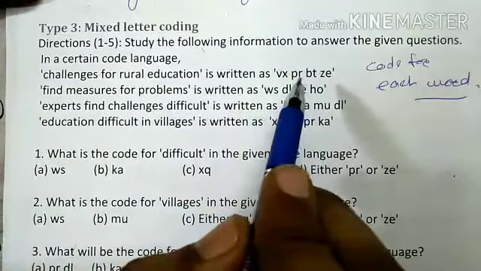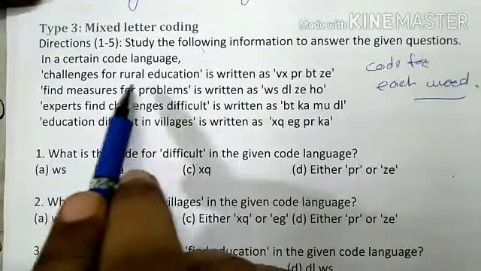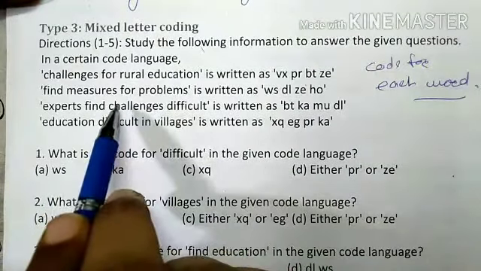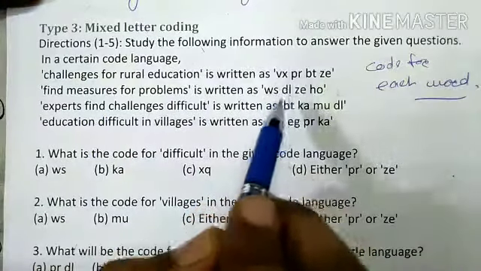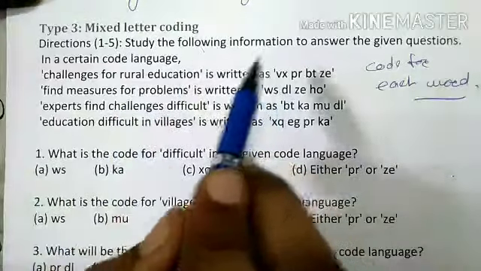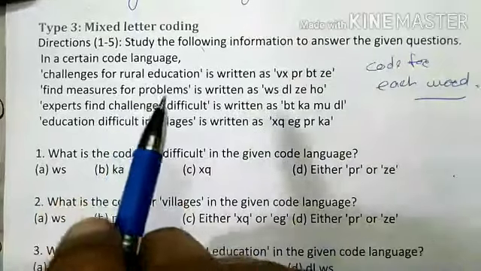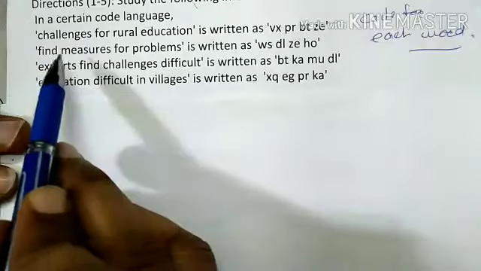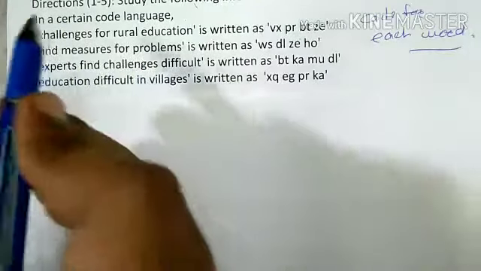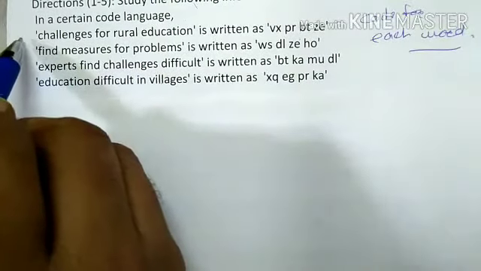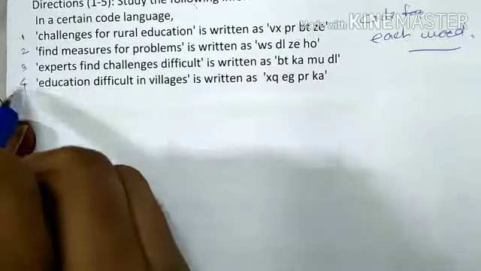How to do that? Just find out the common words in messages, and as we get the common word, we can find out the common code for that particular word. Let us understand by solving this. Firstly, we will find out common words in the messages. Before that, we will give numbers to the messages. This is message 1, 2, 3 and 4.